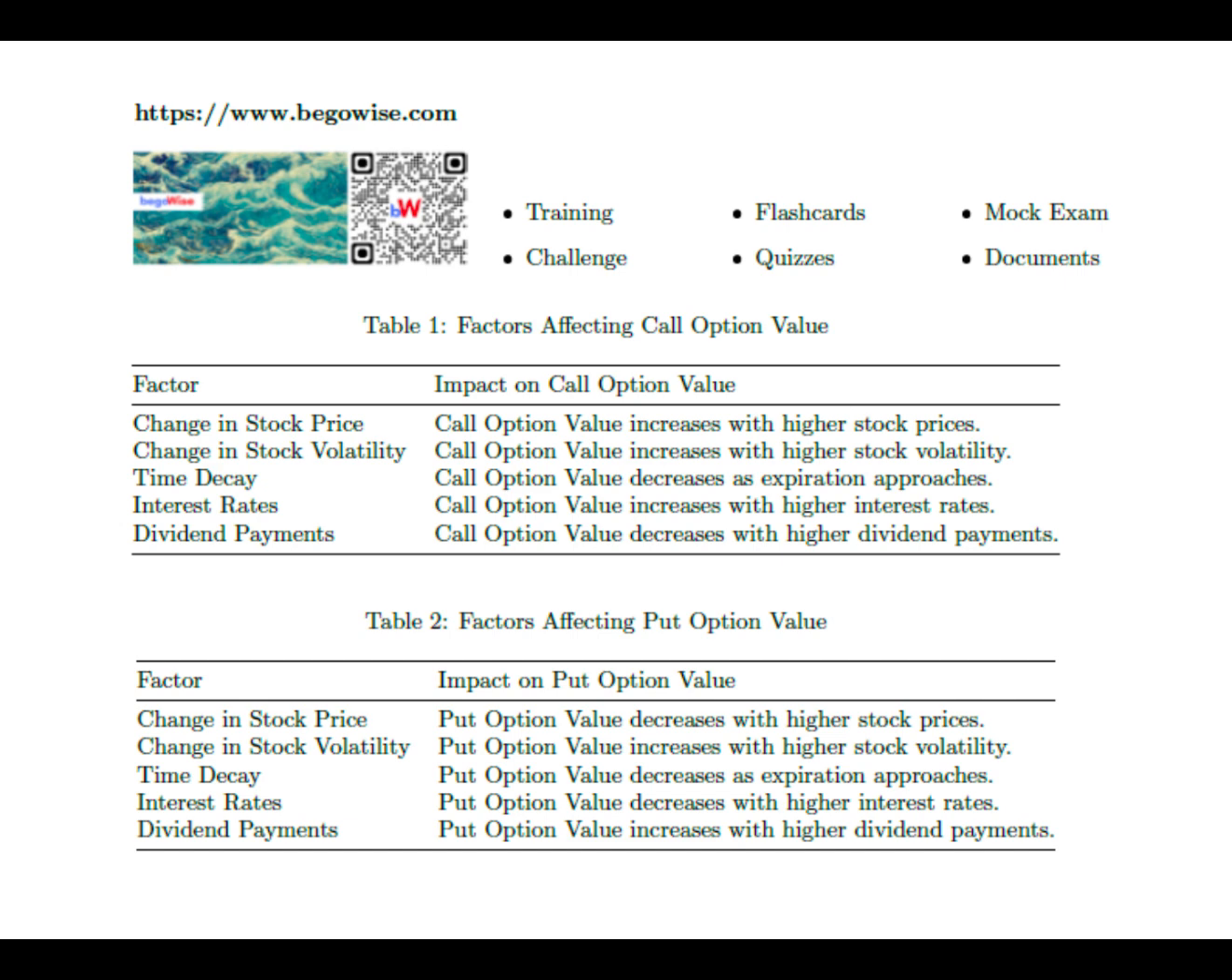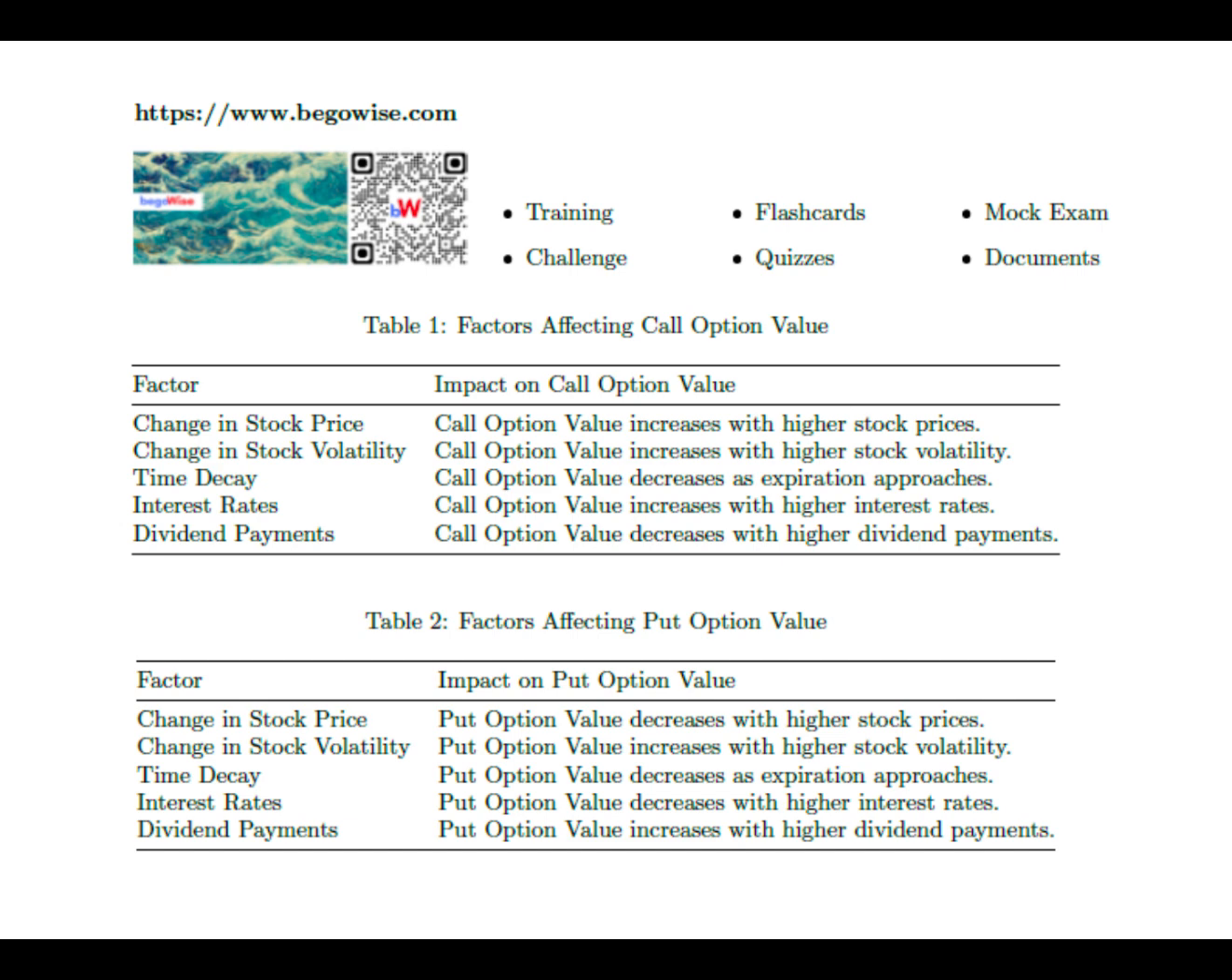Finally, let's break down these factors affecting option values in a way that's easy to understand. Understanding factors affecting option prices for call options. 1. Change in stock price. Imagine you have a ticket that allows you to buy a stock at a fixed price. If the stock price goes up, your ticket becomes more valuable because you can buy the stock for less than its current market price. So, as the stock price increases, the value of your call option goes up too.